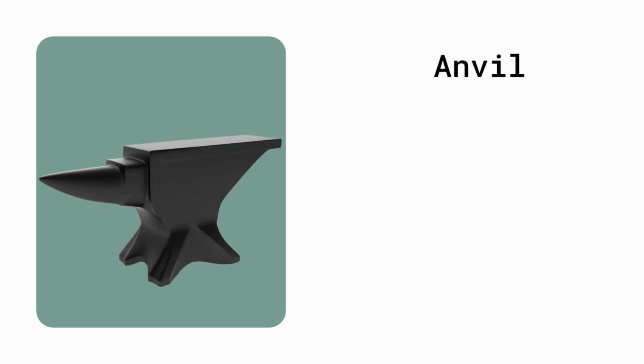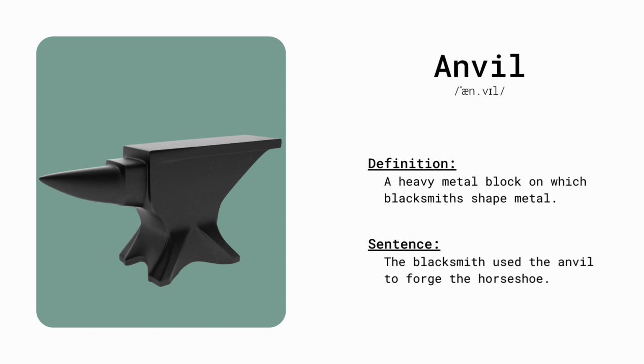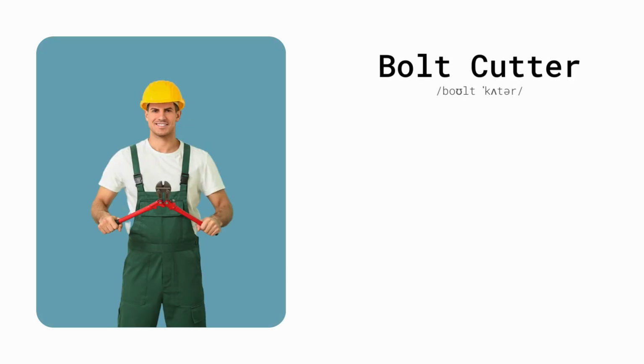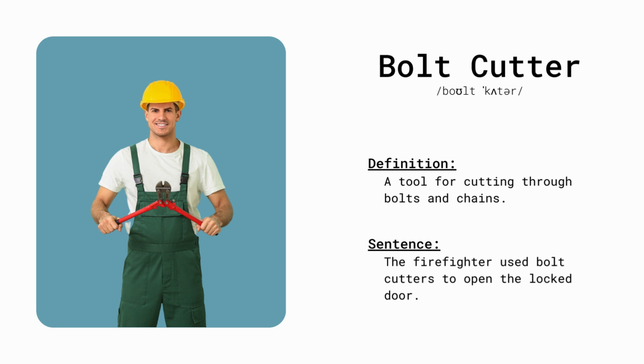A is for anvil. A heavy metal block on which blacksmiths shape metal. The blacksmith used the anvil to forge the horseshoe. B is for bolt cutter. A tool for cutting through bolts and chains. The firefighter used bolt cutters to open the locked door.